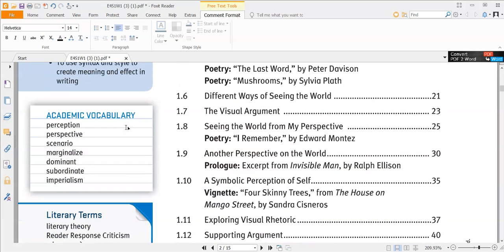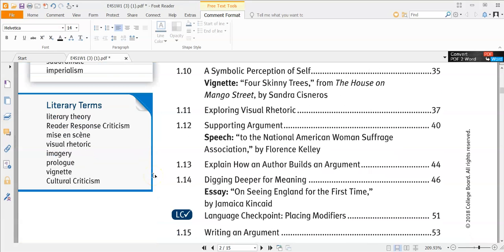Our academic vocabulary includes perception, perspective, scenario, marginalize, dominant, subordinate, and imperialism. Our literary terms are literary theory, reader response criticism, mise-en-scène, visual rhetoric, imagery, prologue, vignette, and cultural criticism.